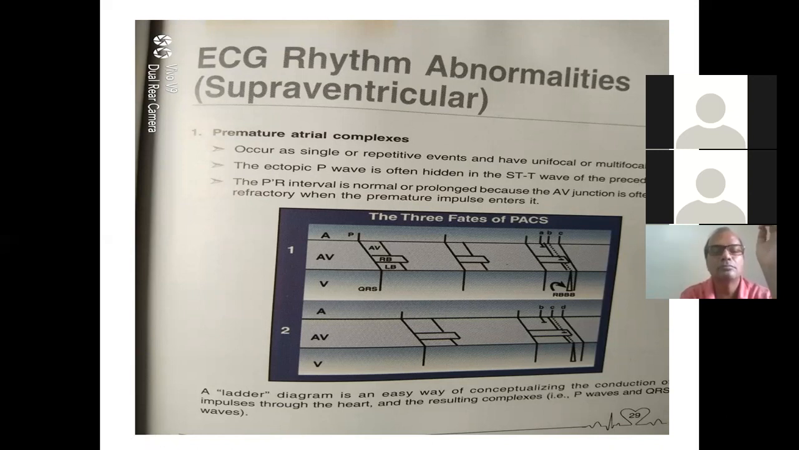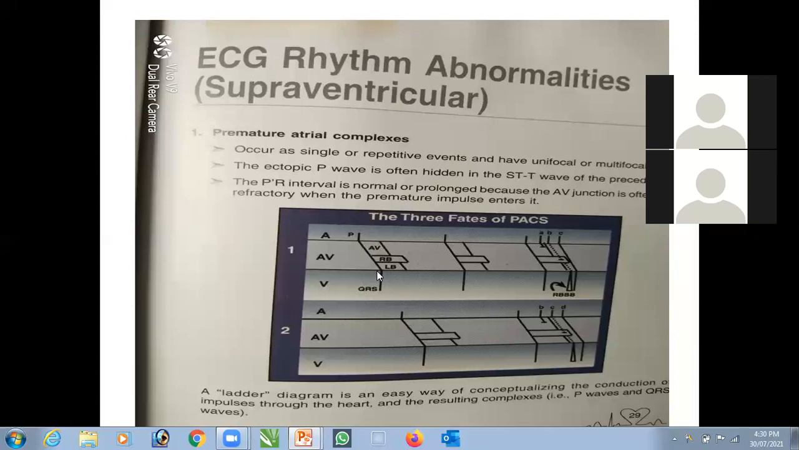Okay. Normally SA node should beat at what rate? 70 to 80 per minute. These which are coming at a double rate. What is exactly double of 70 or 80? 140 to 160. Double हो रहा है ना? Supraventricular में क्या हो रहा है? Double होता है ना, 160. देखा ना आपने? जी सर.